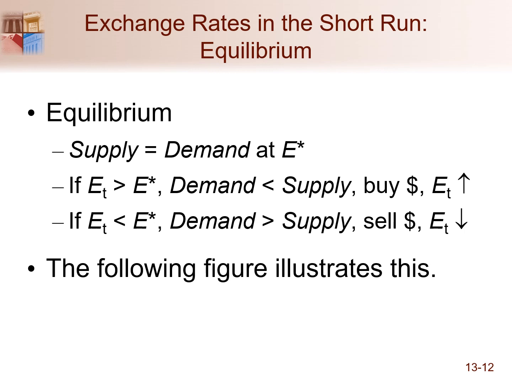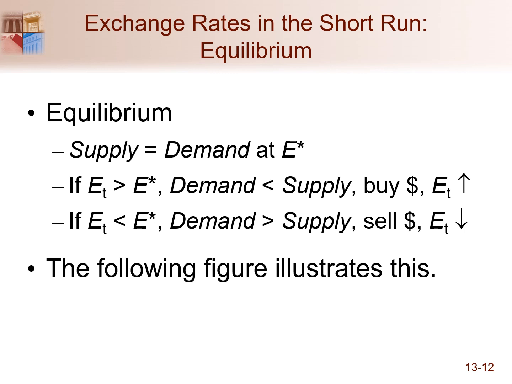So, in an equilibrium position, supply is equal to demand, and there would be an equilibrium exchange rate. And if the exchange rate is greater than your equilibrium rate, demand is less than supply, and we have to buy dollars, and your exchange rate would increase. But if your exchange rate is less than your equilibrium rate, the demand will be greater than your supply, and you will be selling your dollars, which will decrease your exchange rate.